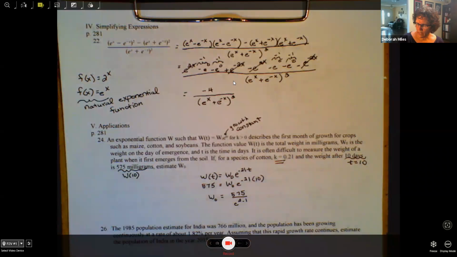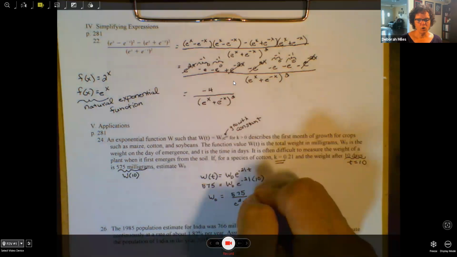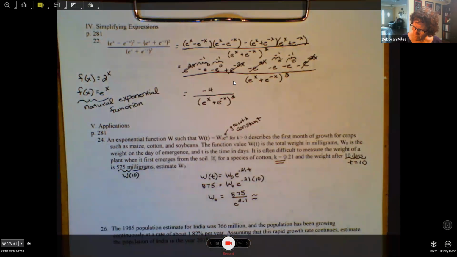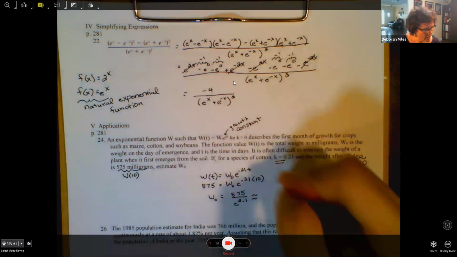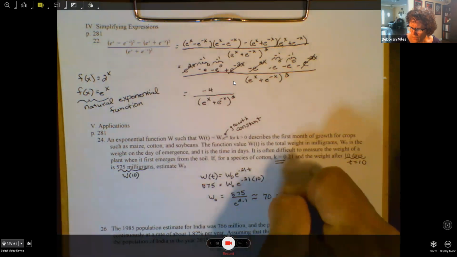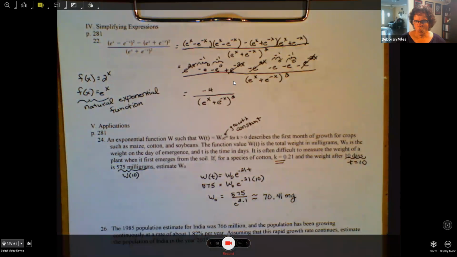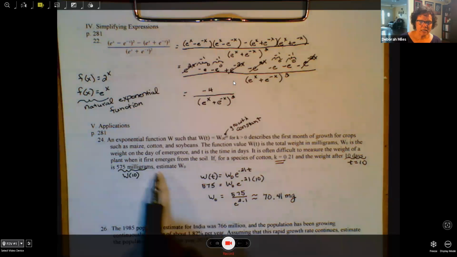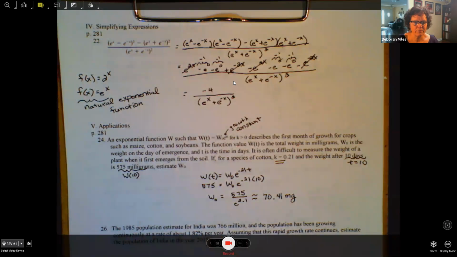And how you punch that on your calculator just depends on what calculator you're using. If you're having any trouble getting the right answer, then let me know what kind of calculator you have, and I'll be happy to help you with it. I've already punched that and gotten 70.41 milligrams was the original weight of this plant, if after 10 days it weighed 575 milligrams.